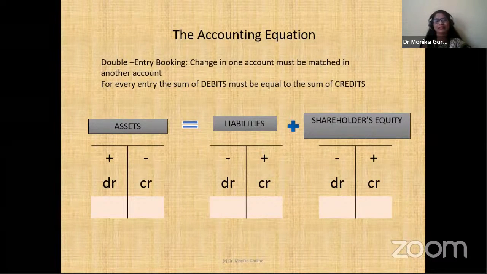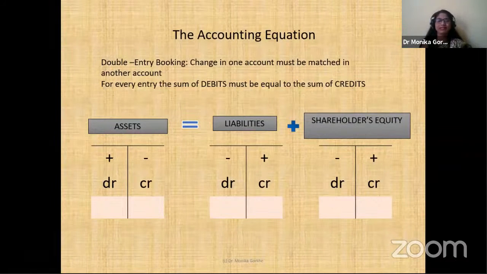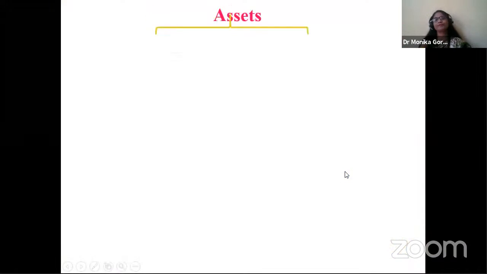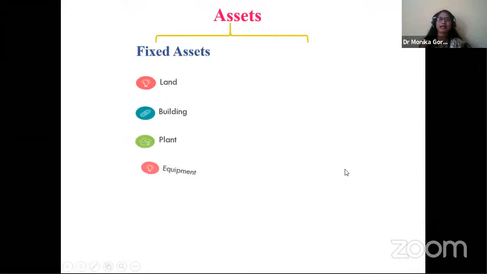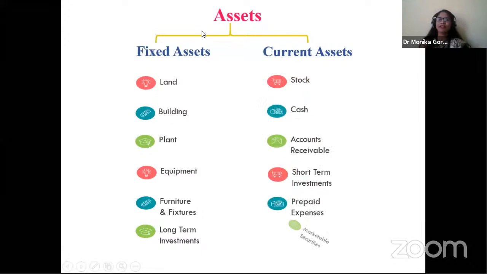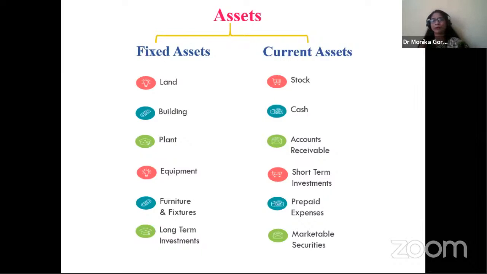Important are your assets and liabilities, which tell what the company actually owns and what it owes to outsiders. The equation says that there is a balance in your sheet, meaning a balance between your assets and your liabilities plus shareholders' equity. Moving ahead, assets include, as we all know, two parts: fixed assets and current assets. Fixed assets are the assets held for a longer period of time. The investment in that particular asset is a huge investment. The returns for those assets are going to come over a period of time.